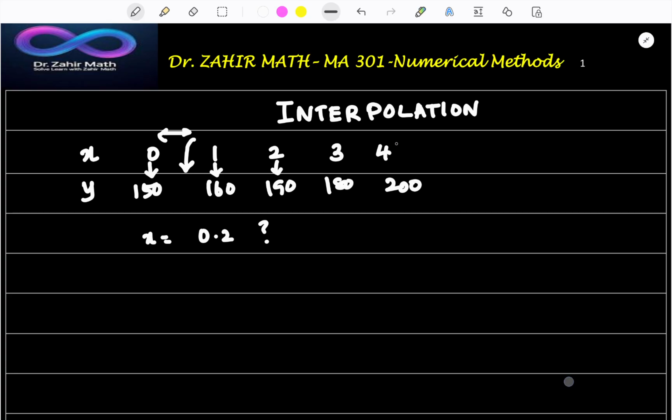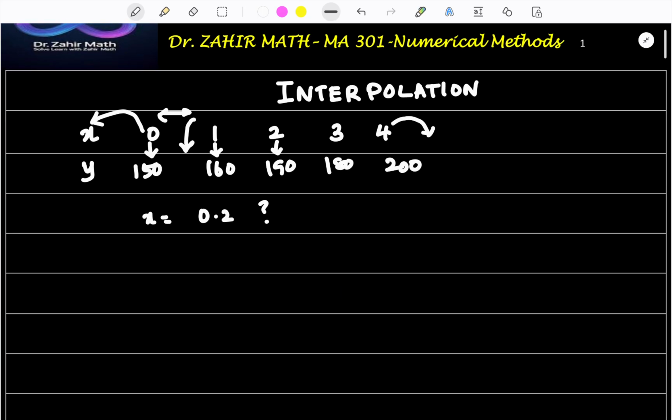Okay, Dr. Zahir, suppose I want to find something after 4, or something before 0. What will be the situation? If a point y lies outside the domain, that is, beyond 4 or before 0, then the estimation of your f of y is called extrapolation, right?